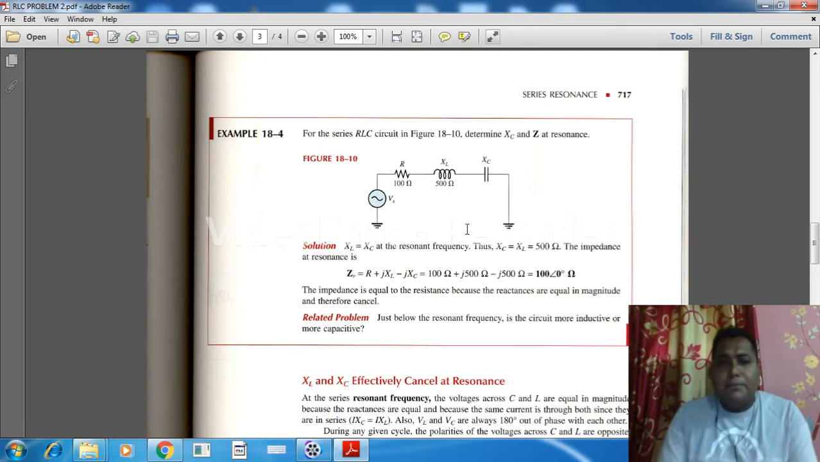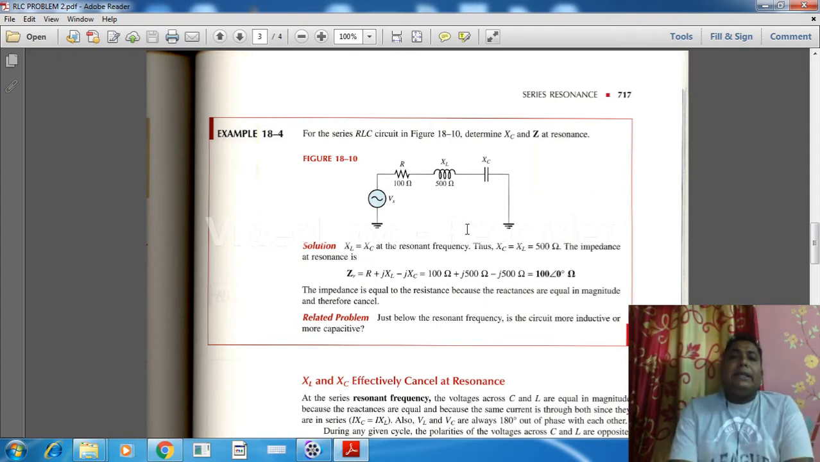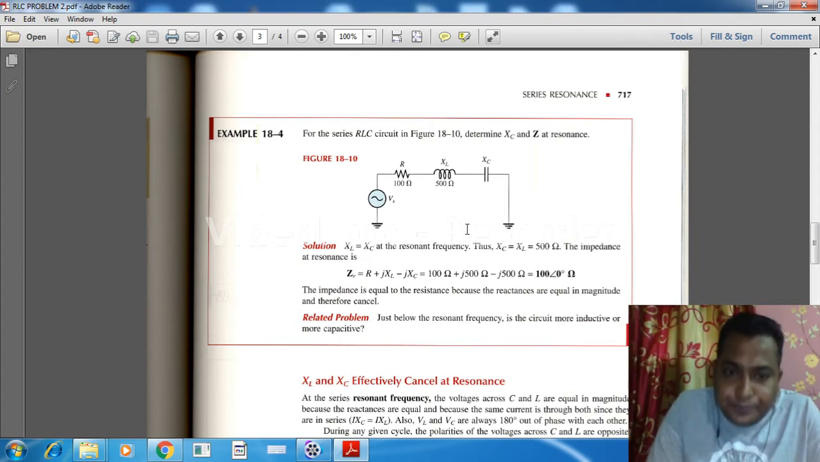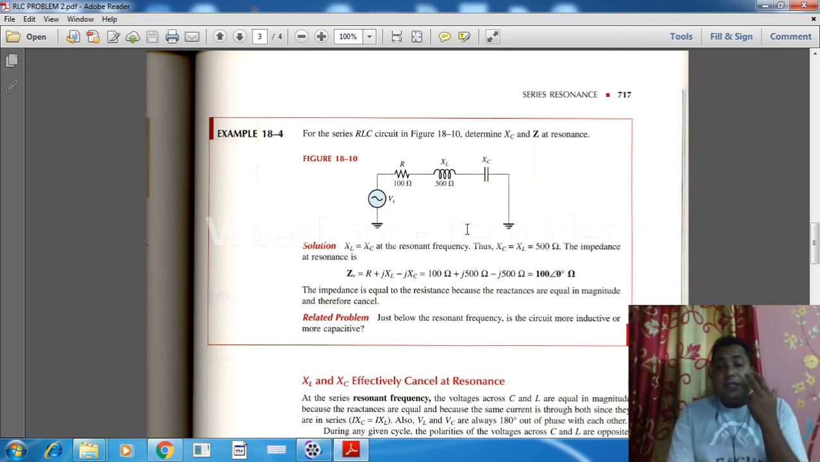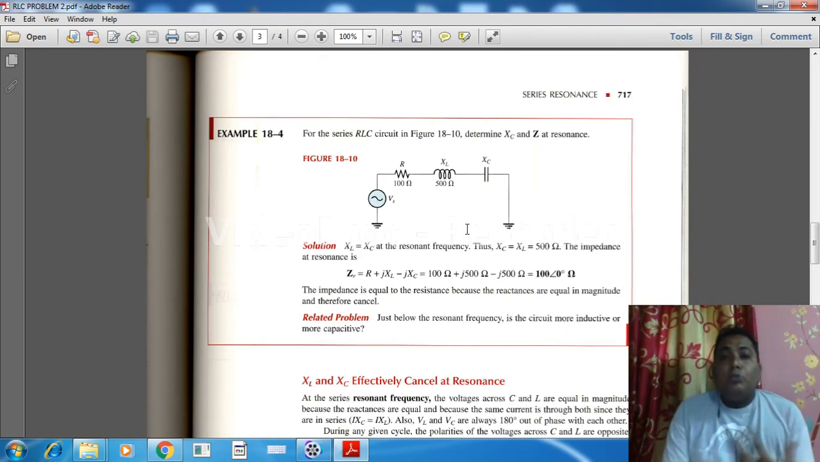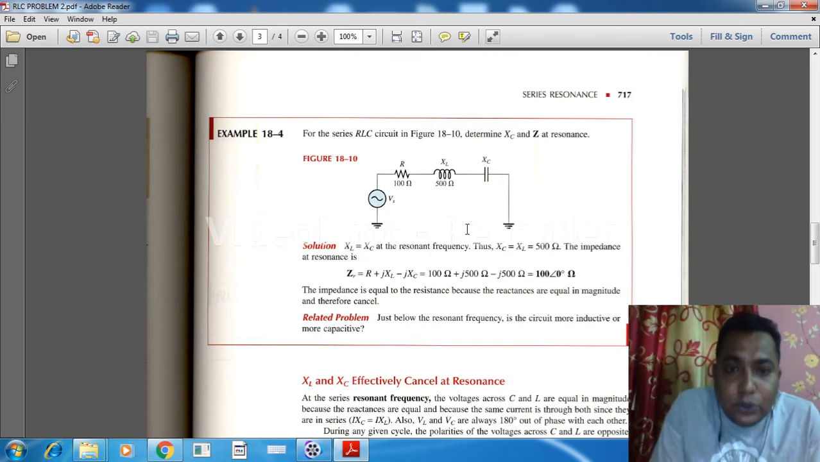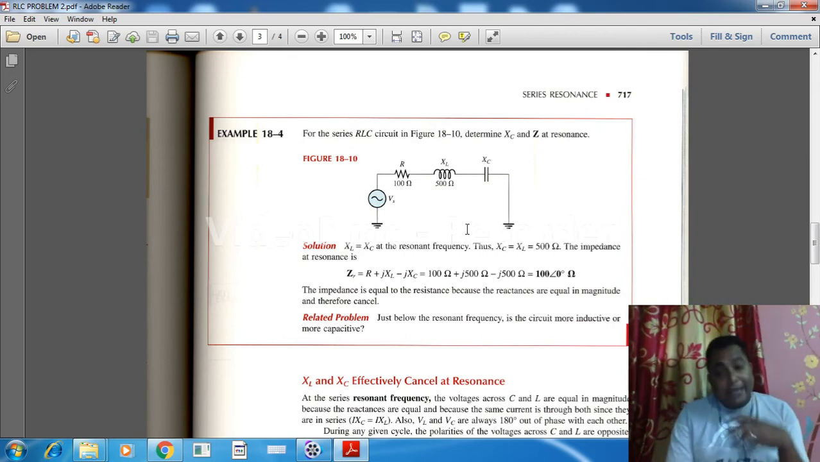Okay, first, coming to some problem. What is written in the problem? For the series RLC circuit in figure 18-10, determine XC and Z at resonance. Correct. Whenever this kind of problem is there, we are asked to determine the capacitive reactance and impedance, both at the resonance condition. At resonance condition, we know the XL value must be equal to the XC value, so we can put that there.